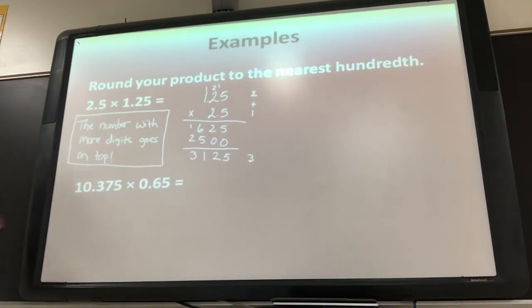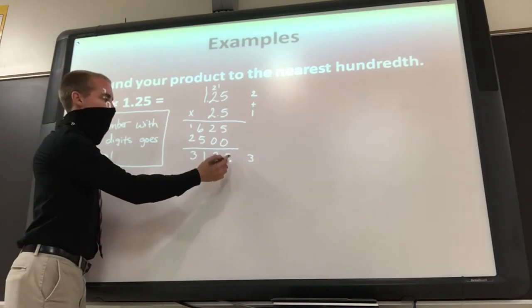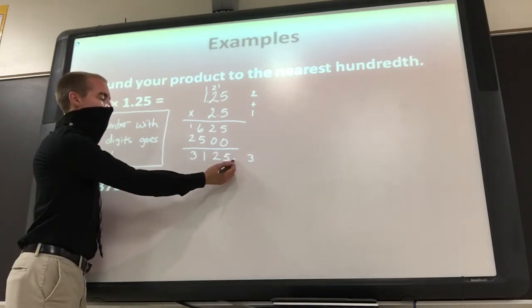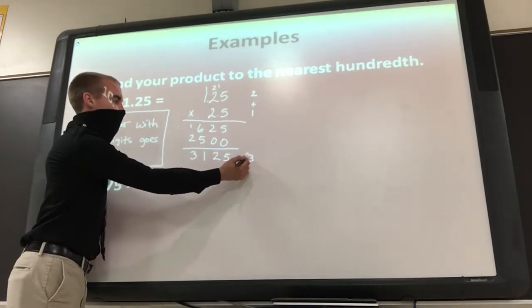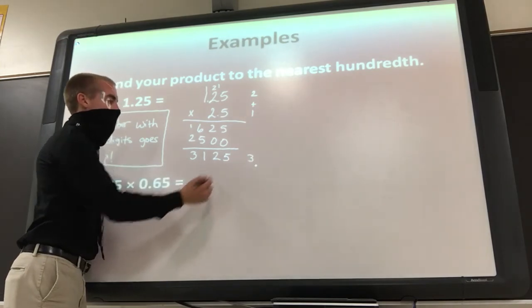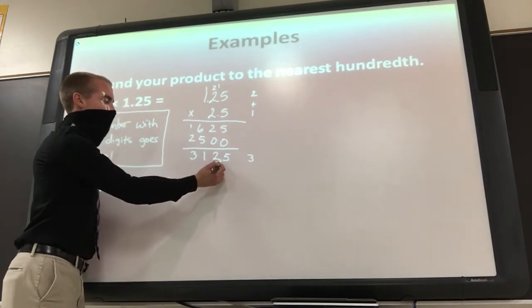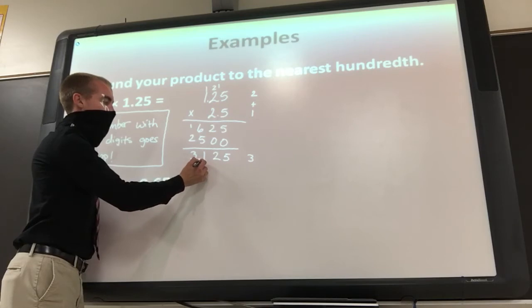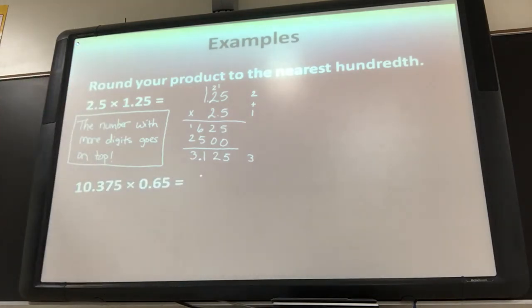Third step was we're going to go in our answer. We're going to start at the far right and we're going to count to the left whatever this number is. So we're going to start here. We're going to count 1, 2, 3. That's where our decimal point goes. 3.125.